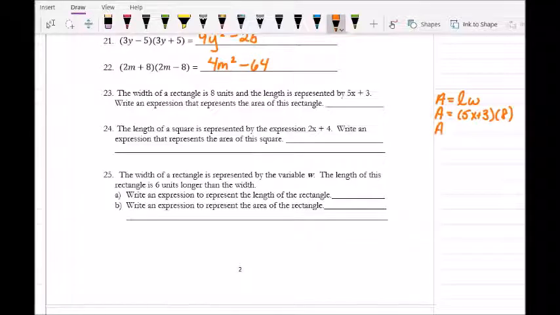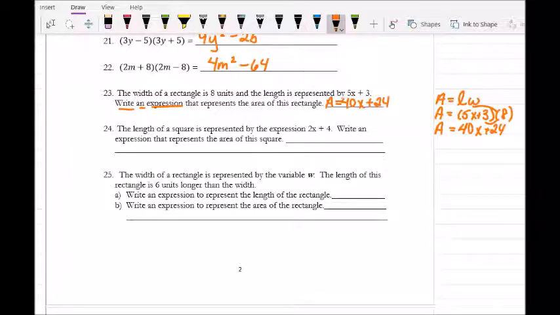So since we have a binomial times a monomial, we're just going to distribute. So 5x times 8 is 40x, and 3 times 8 is 24. And that would be it. Because remember, we're not trying to solve this. We're not actually finding the area. We're just writing an expression. So that's all we have to say. Area equals 40x plus 24.